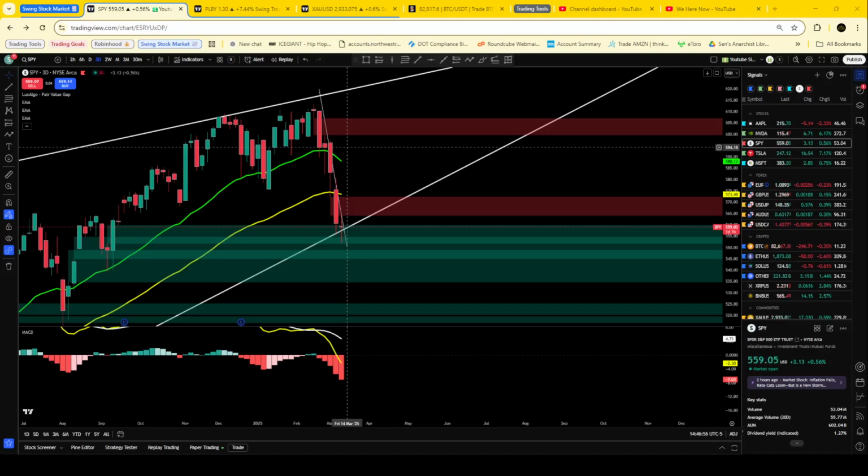They're saying that for crypto, the banana zone will be starting March 25th. Just keep an eye out on that one. And I believe this is it for SPY. Now let's look at Elon Musk.